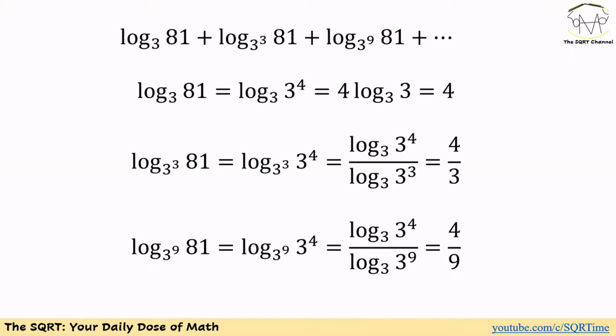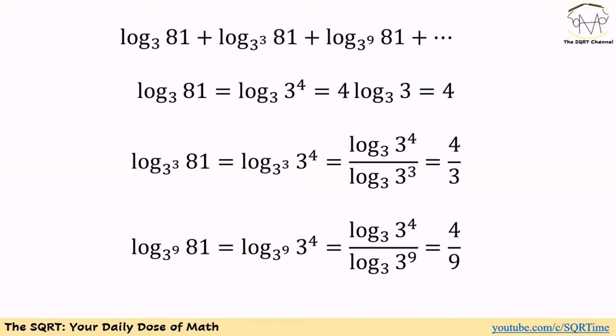For the next one, when we have log of 81 in base 3 to the power of 3, first we are going to write 81 as 3 to the power of 4. Then we are going to write log of 3 to the power of 4 in base 3 to the power of 3 as log of 3 to the power of 4 in base 3 over log of 3 to the power of 3 in base 3. The final answer is going to be 4 over 3.